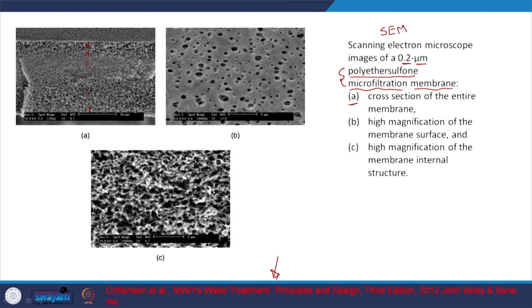Again, you see the relevant pores or the relevant structure, and the magnification of the membrane surface at the top. This is the surface and we are looking at it here, and this is obviously the cross section. Again, please note that this indicates the thickness, 50 microns. So, you can understand the thickness that we are talking about. Okay, so let us move forward.